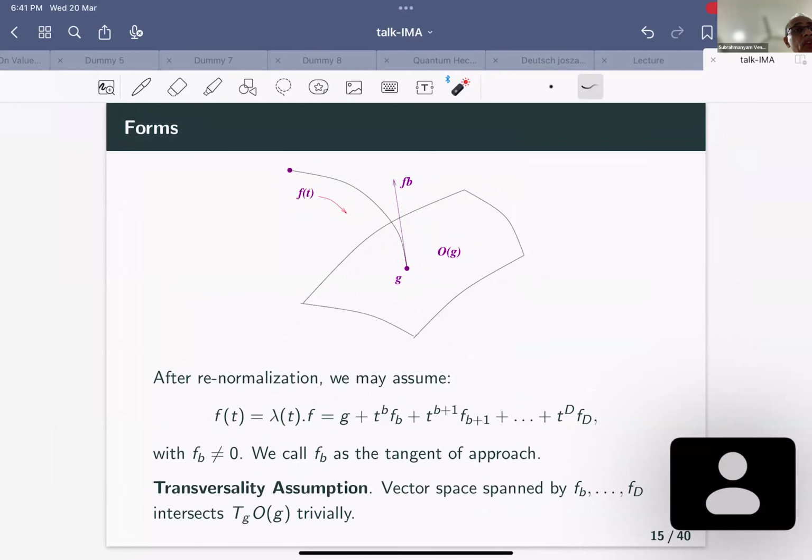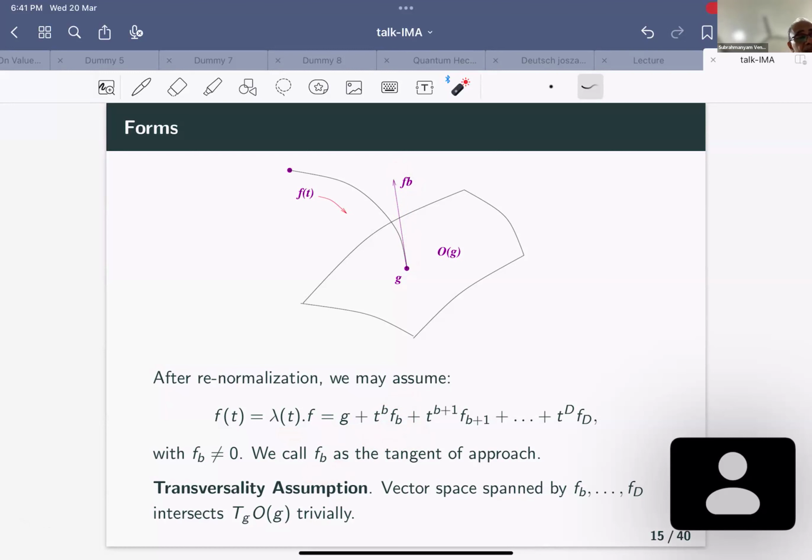Sure. Now we are looking at a one parameter subgroup which is pushing F into G. So let us renormalize it. Now this is the geometric picture: G is sitting here and F is being slowly pushed into G. If I look at this tangent, it is in some sense like the next term in the expression of lambda t dot F. This is what we call the tangent of approach, because it is indeed the tangent in this polynomial space by which F approaches G. So we call it the tangent of approach.